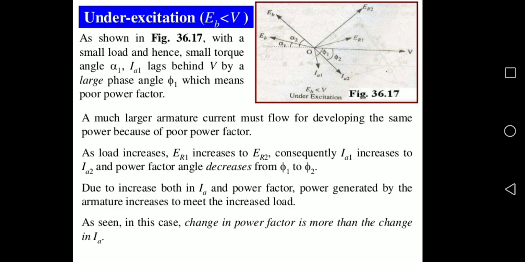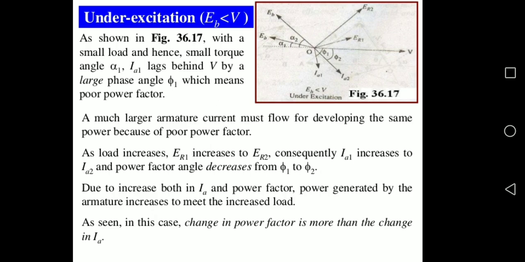As shown in figure 36.17 with a small load, hence small torque angle alpha 1, IA1 lags behind V by a large phase angle phi 1, which means poor power factor. A much larger armature current must flow for developing the same power because of the poor power factor.